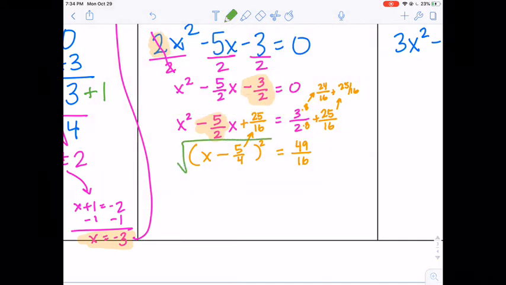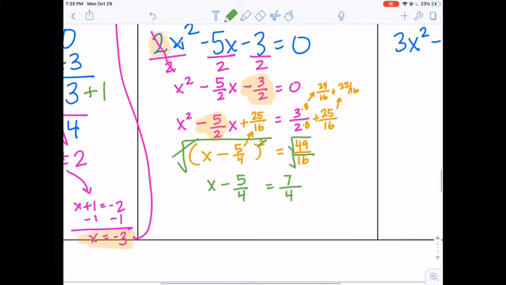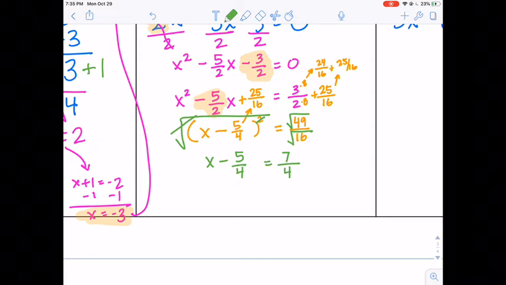So when I take the square root here to cancel with a square, I'm also going to take the square root of the top and the square root of the bottom. That's how we would do the square root of this whole side. It is really just broken down into the square root of the top, square root of the bottom. So I would have x minus 5/4 is equal to square root of 49 is 7, square root of 16 is 4. So we end up with a less complicated process in the long term.